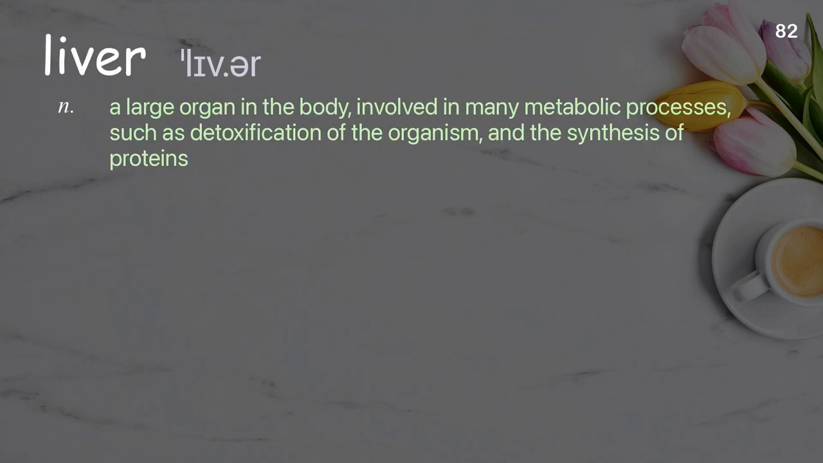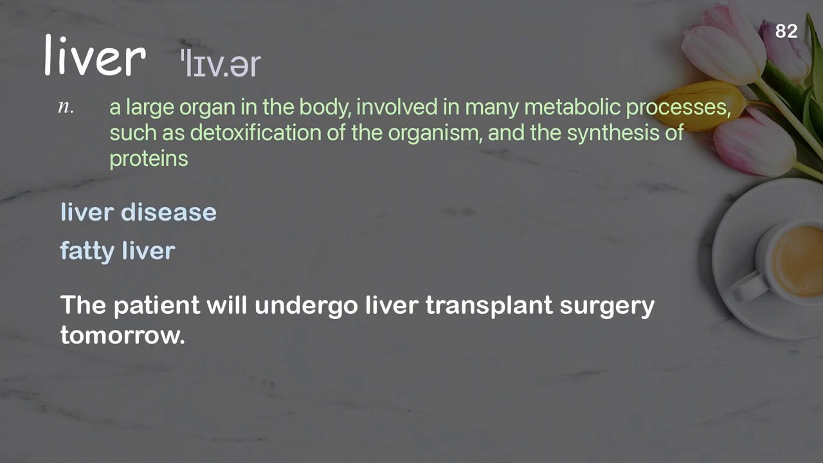Liver: a large organ in the body, involved in many metabolic processes, such as detoxification of the organism and the synthesis of proteins. Examples: liver disease, fatty liver. The patient will undergo liver transplant surgery tomorrow.